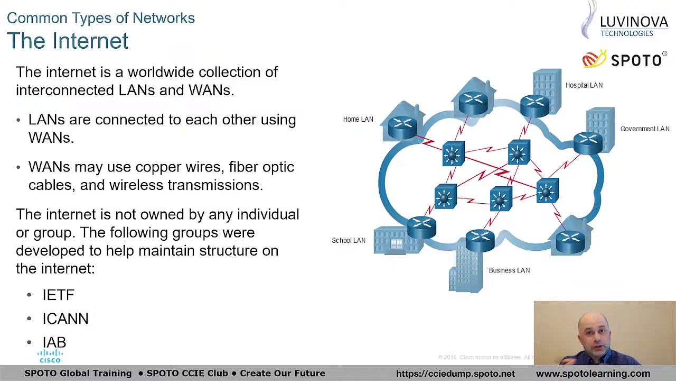The internet, because it's growing every day, every minute, every second, is not owned by any individual or any private company, but is regulated by non-profit public organizations. Those organizations are IETF, ICANN, and IAB. Those different organizations are responsible for different regions. Some are responsible for North America, some for Europe, and some for Australia, New Zealand, etc. They are responsible for ruling and helping maintain the structure of the internet.